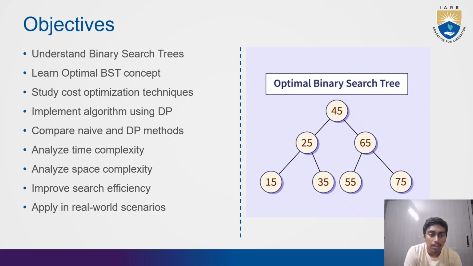Objectives. Understand binary search trees. Learn optimal BST concept. Study cost optimization techniques. Implement algorithm using DP. Compare naive and DP methods. Dynamic programming. Analyze time complexity. Analyze space complexity. Improve search efficiency. Apply in real world scenarios. You can see the given optimal binary search tree, which exactly looks like a binary search tree with root node and its children.